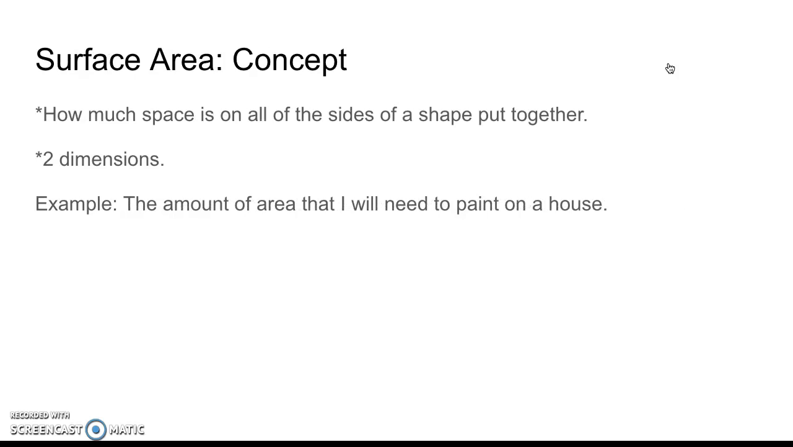Whereas with surface area, that's just how much space is on all of the sides of a shape put together. It's in two dimensions. An example in the real world could be the amount of area that you need to paint on a house, because that's pretty much two-dimensional. It's the amount of all the sides of the house put together.